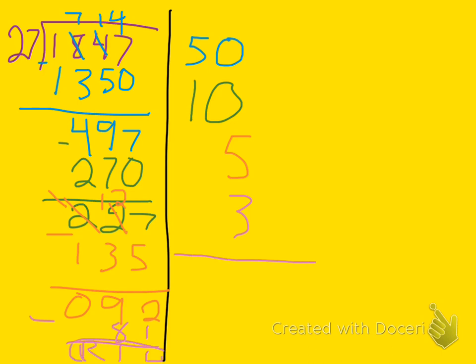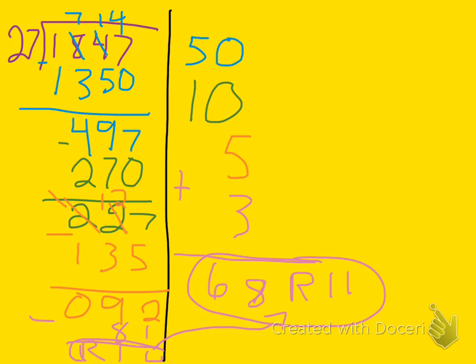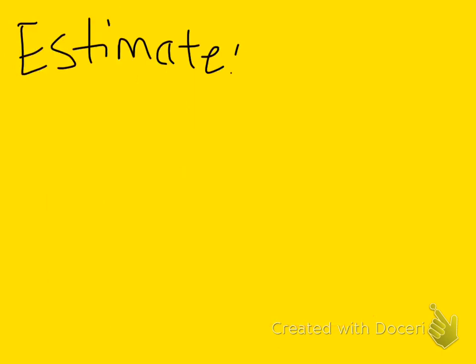Okay, the last step then over here is to add. So our answer is 67. We got to bring that remainder over. Remainder 11. Oops, sorry, I added wrong. 68, remainder 11. Okay, on your assessment, it also asks us to make an estimate.